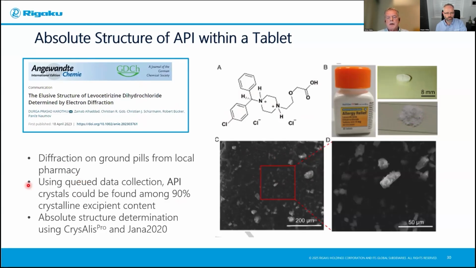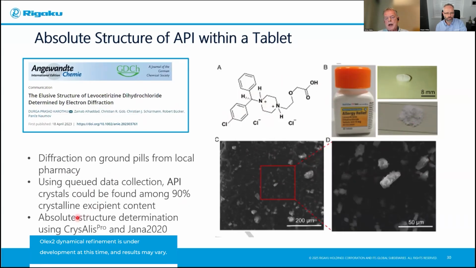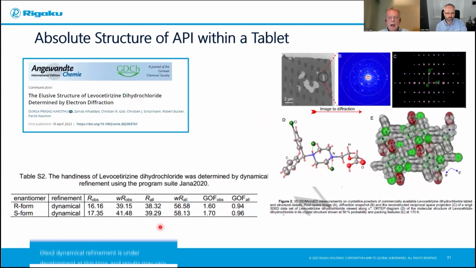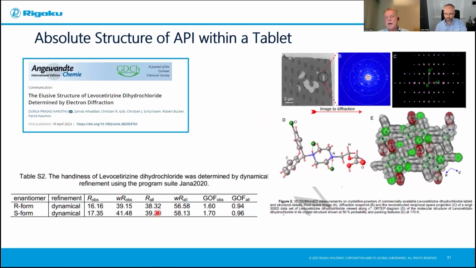And 10% of the grains they identified was the crystalline API. And they had sufficient data to pass that through the dynamic pipeline that existed at that time. Early on, we only had Yana 2020 as the optional dynamic pipeline. Now we have it integrated with OLEX as well. And from that, not only were they able to get the unit cell, the crystal structure, the connectivity, but also the absolute handedness of the molecule itself. And to me, that was really a tremendous result. And seriously, I couldn't believe it the first time I saw it.